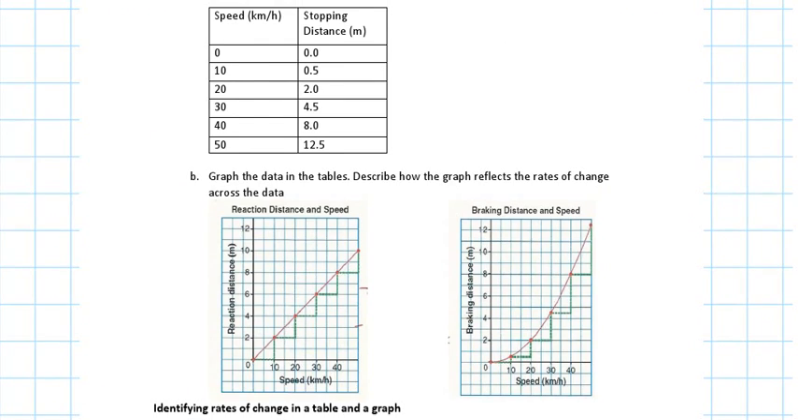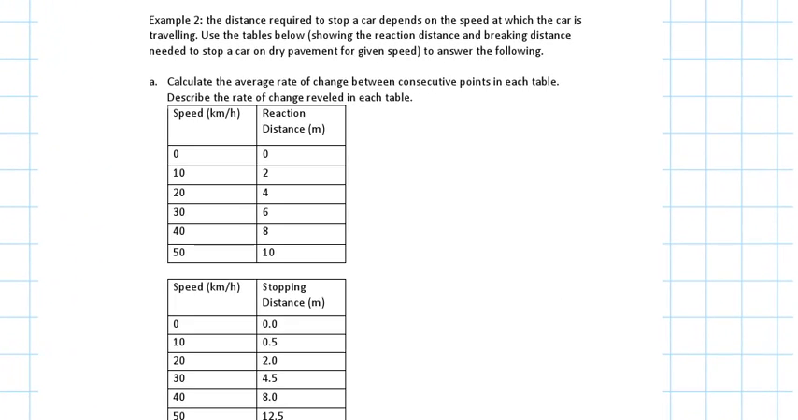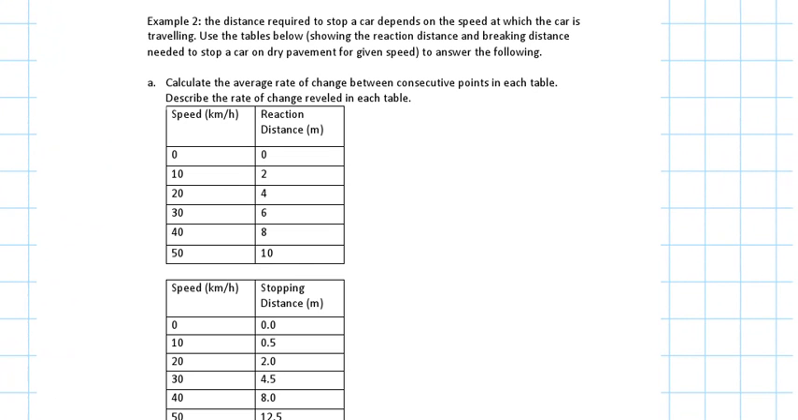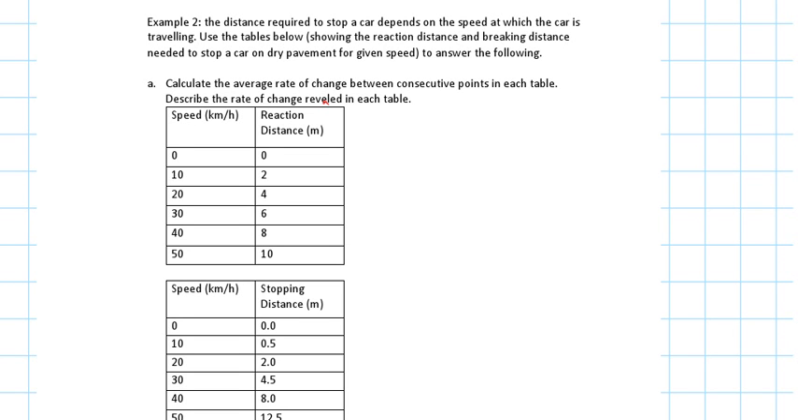So the distance required to stop a car depends on the speed at which the car is traveling. Use the tables below showing the reaction distance and braking distance needed to stop a car on dry pavement for a given speed to answer the following. Calculate the average rate of change between consecutive points in each table and describe the rate of change revealed in each table. So it's asking you to find the average rate of change. So the average rate of change is y2 minus y1 over x2 minus x1. Okay? I'm not going to write this every single time. I'm going to write it only once.